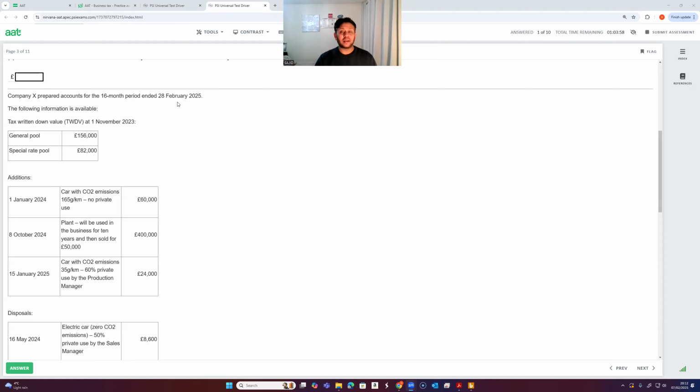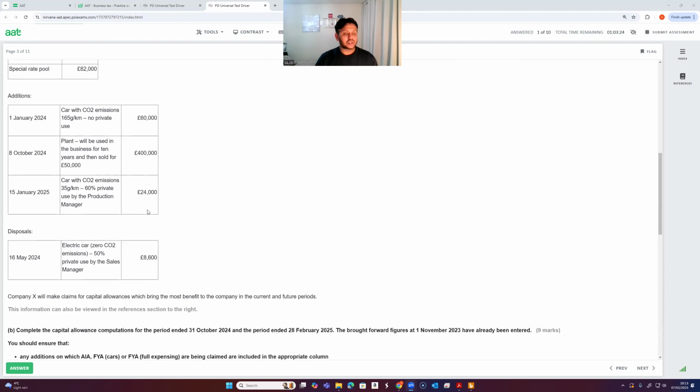So ending on February, from February we have to go back 16 months, then take the first 12, then we take the 4. The following information is available, tax written down value at 1st November 2023, the opening value. So the next November, 1st November 2024, will be 12 months, and then I'll take 4 months. Very simple. So you have opening balance 156, and a special rate pool, 82. This will be given in the box anyway for us because it's the opening balance.